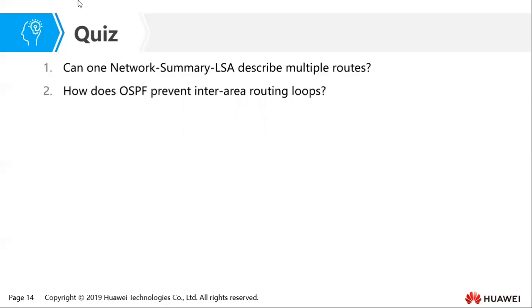Anyone with a question, by the way? So, type 3 LSA. Now you know three types of link state advertisements. The network summary LSA is generated by which router? ABR.